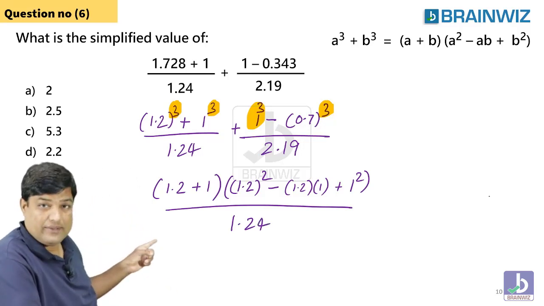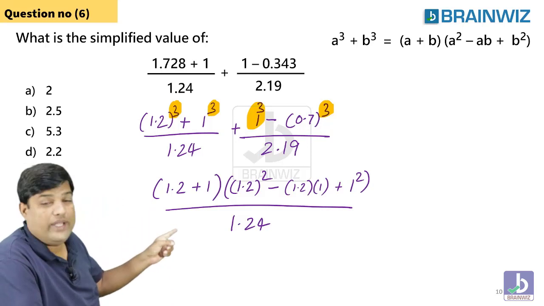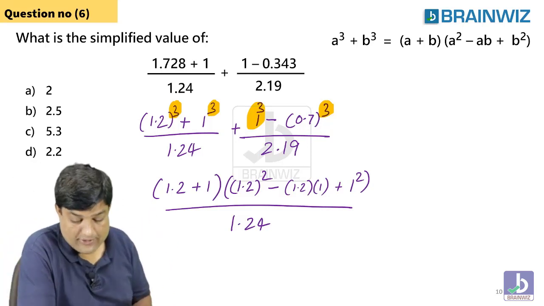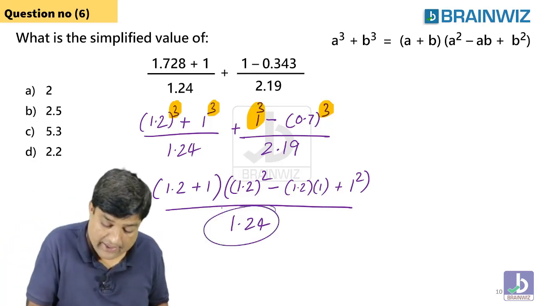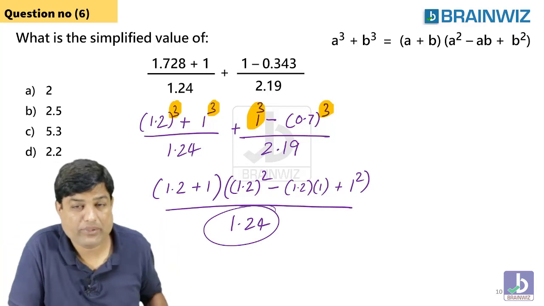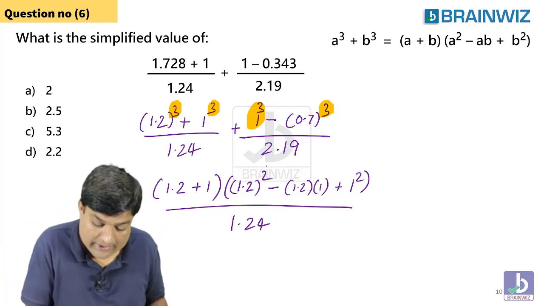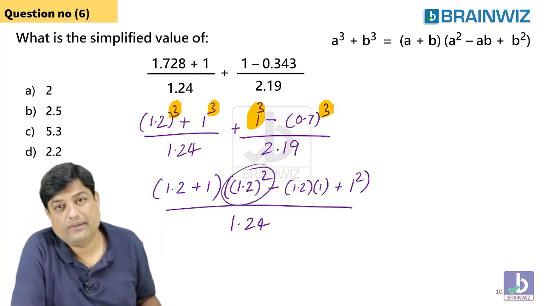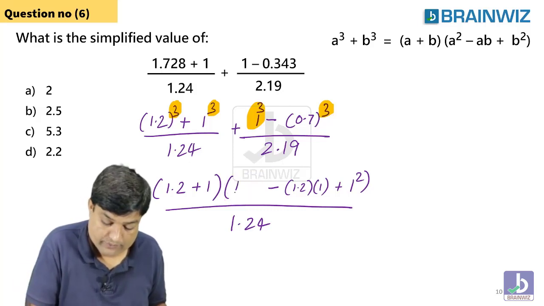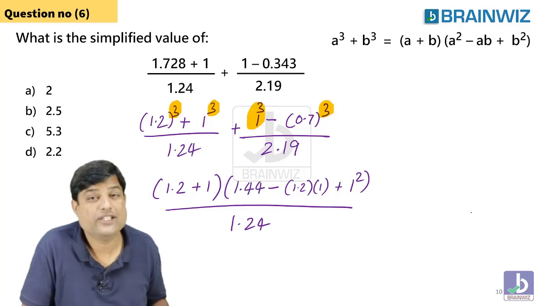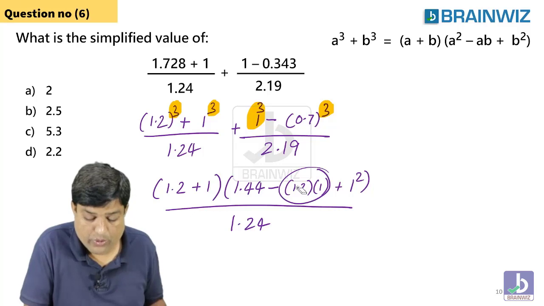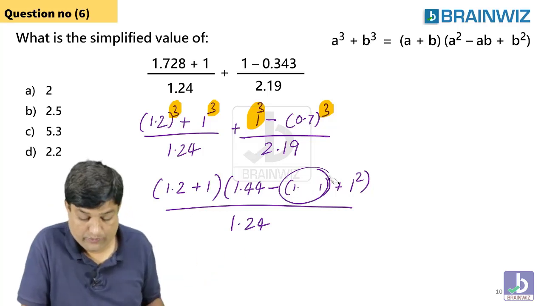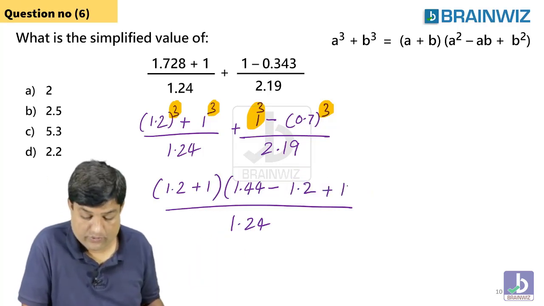I hope you are understanding this. This is a plus b into a square minus ab plus b square. So the reason behind he gave you 1.24, I'll tell you the simple reason. Have a look here. What is 1.2 whole square? That is 1.44. 12 whole square is 144. 1.2 into 1 is nothing but 1.2, plus 1 square, that is 1.